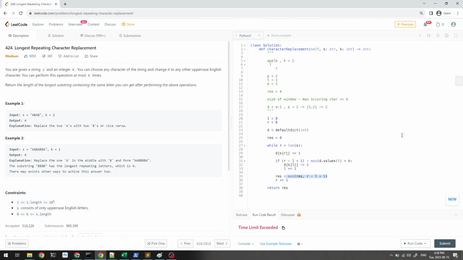So this is basically what we're doing. It's one of the strange sliding window type problems in which your answer is actually just the size of the window itself. But yeah, that's what this problem is.